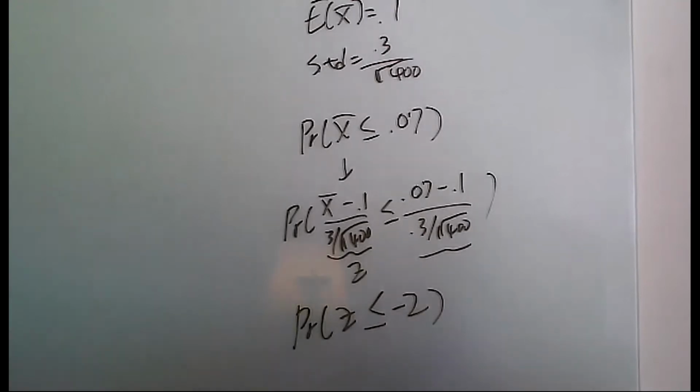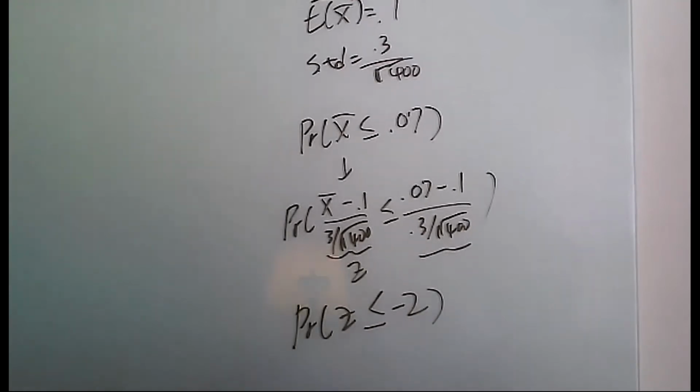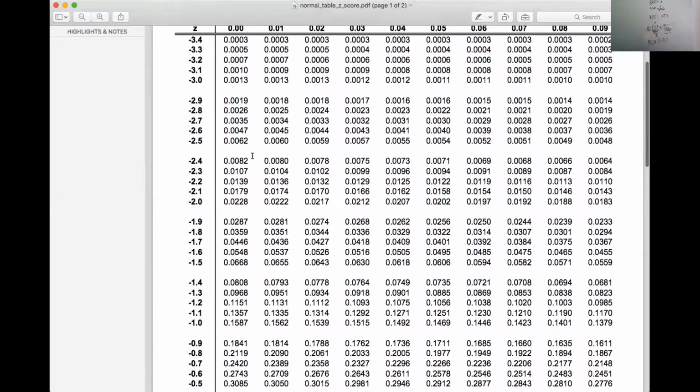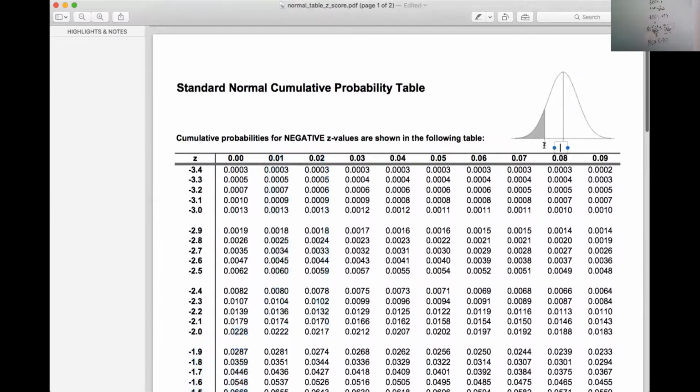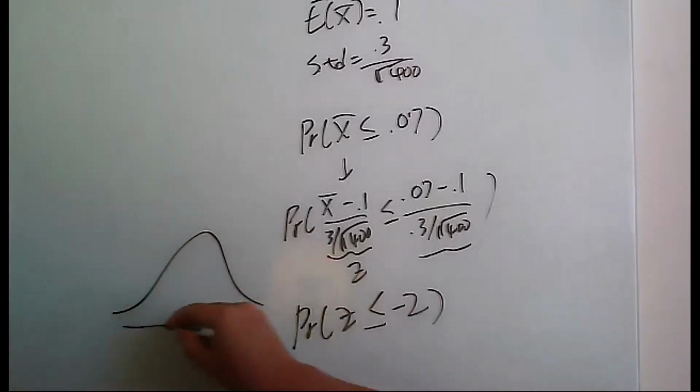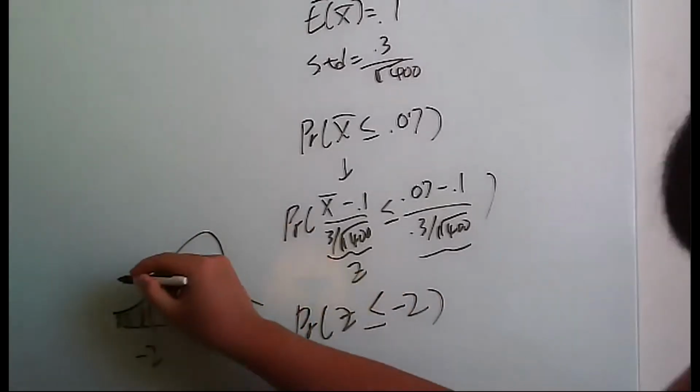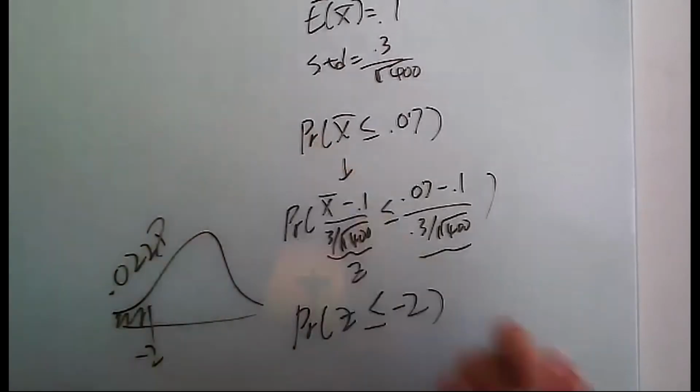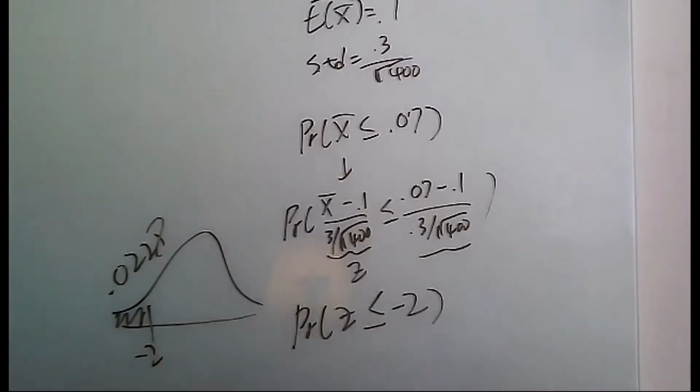So you can find the probability if you go back to those tables. You need to look at the negative side: z equals -2, and the area less than that is 0.0228. In other words, if you draw the graph, this is -2, and this area is 0.0228, or 2.28%. So this is how you are looking at this slide.